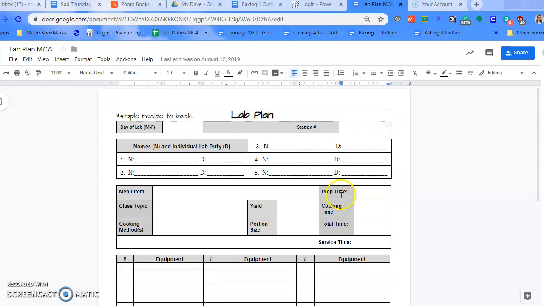This video is to show you how to do a lab plan down here in MCA Labs. This will be a little bit different than Culinary Essentials and maybe even a little bit different than the last time you took a class down here, so make sure that you pay attention.